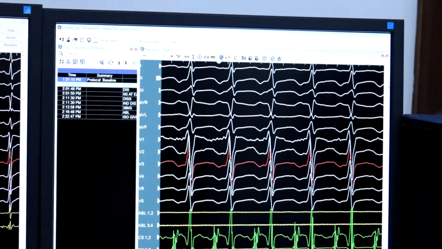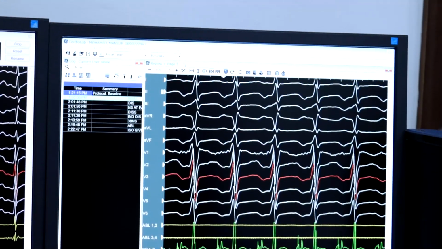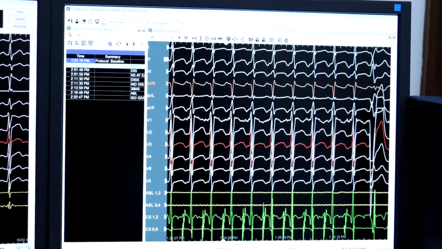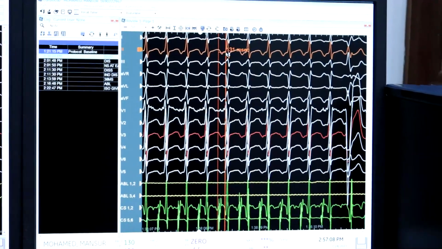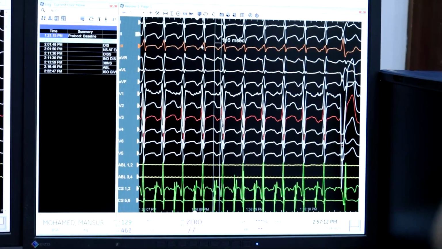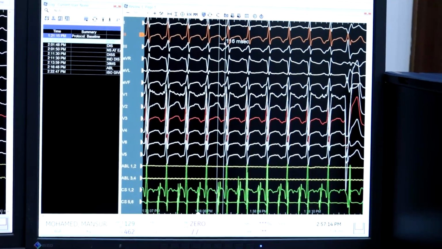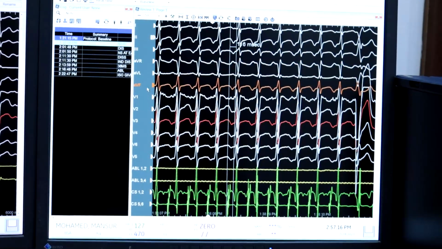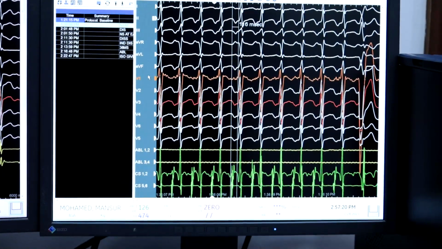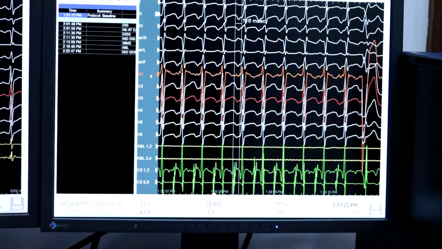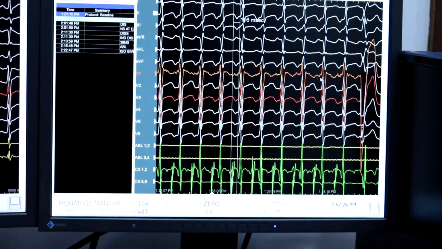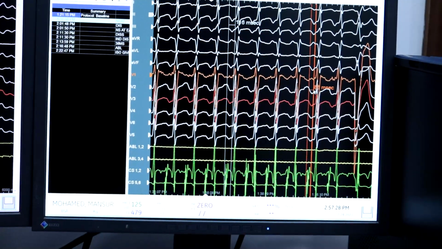We are seeing here now the 12-lead ECG. Here is our P wave morphology and axis. In the inferior leads, the P wave is inverted in leads 2, 3, and aVF, and it's positive in leads 1 and aVL. In V1 it is rather positive-negative.